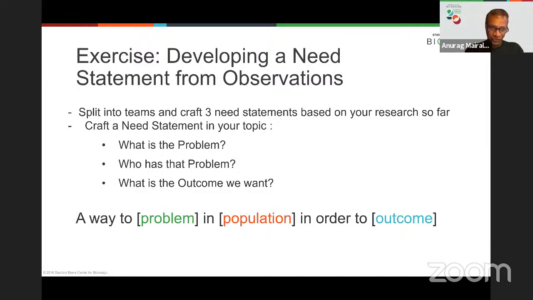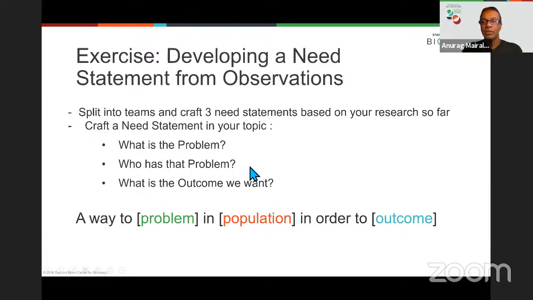So each of you individually, and you don't have three need statements, just one need statement for the problem that you're trying to solve. What is the problem? Who has that problem? What is the outcome we want? So the three components of the need statement: a way to solve problem X in population Y in order to achieve outcome Z.